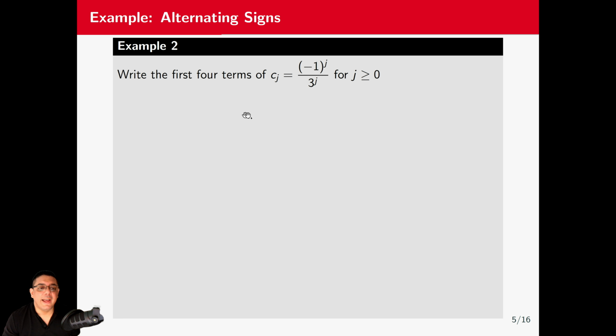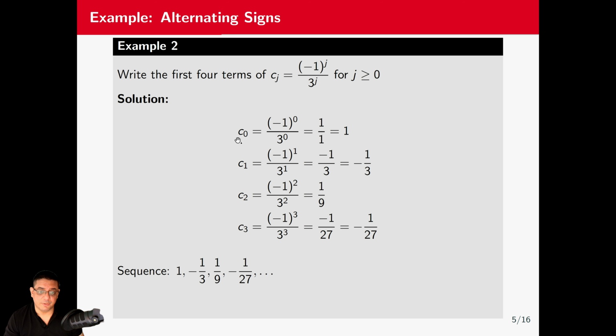Now, we can have a sequence that jumps between positive and negative numbers. Consider this sequence here: c_j equals (-1) to the j over 3 to the j, for j bigger than 0.